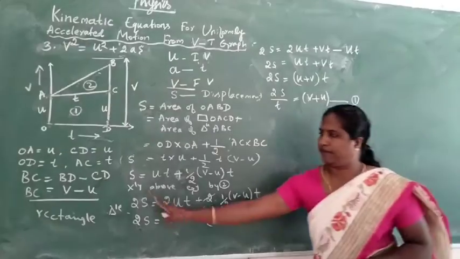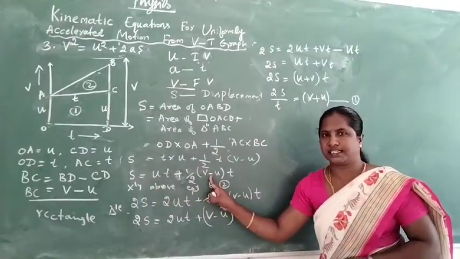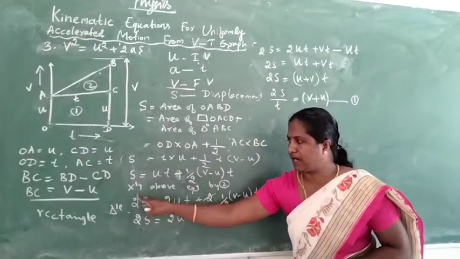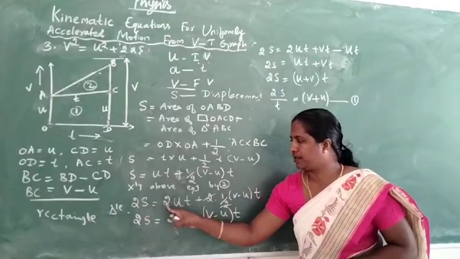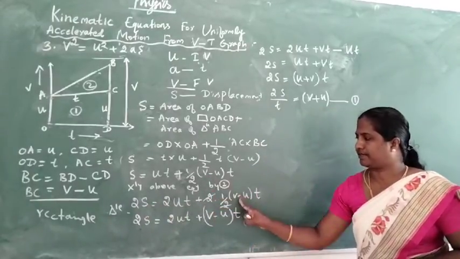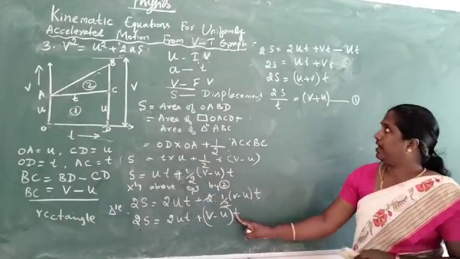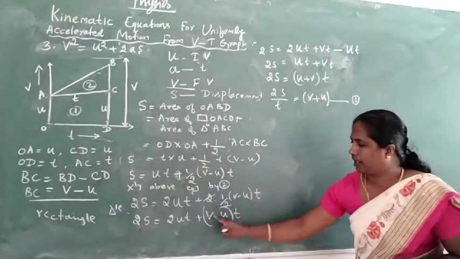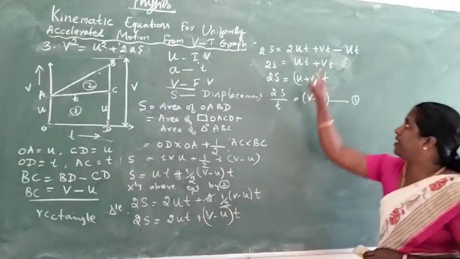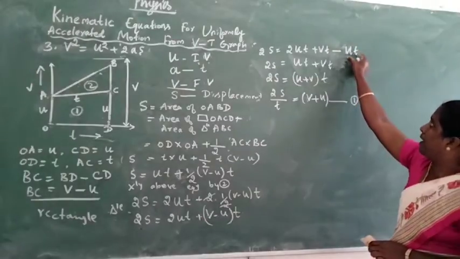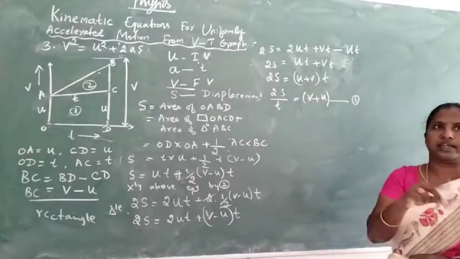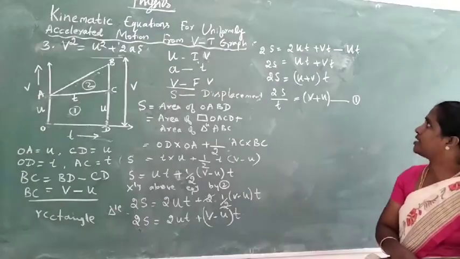See, we got one equation, the displacement equation. To this we are multiplying by 2. That is 2UT plus 2 into this term, then the 2 gets cancelled, V minus U into T. Then we remove this bracket: VT plus into minus UT. So minus UT plus 2UT, same term, we can subtract. 2 minus 1 is 1 UT.